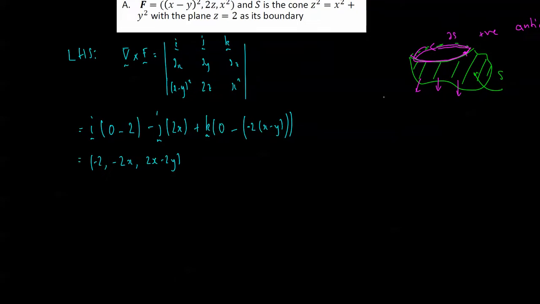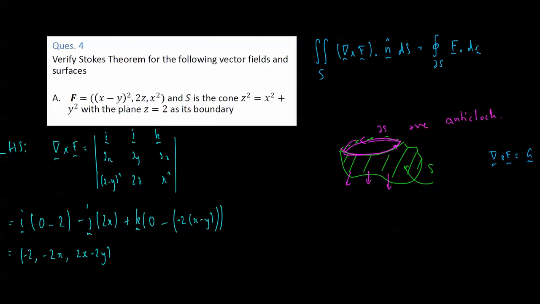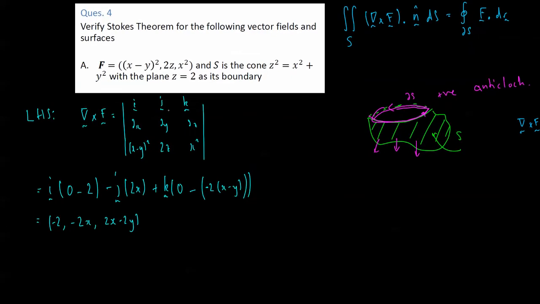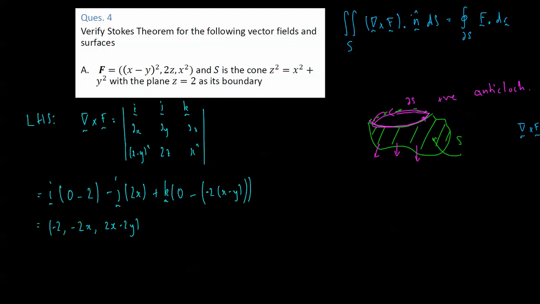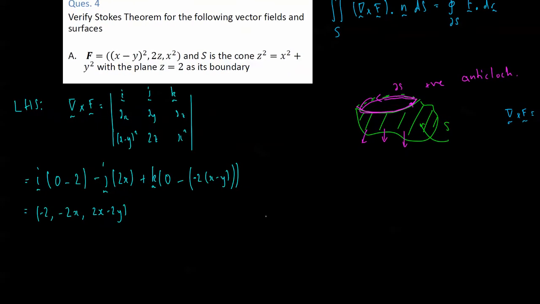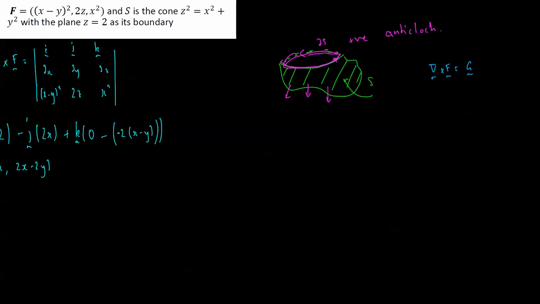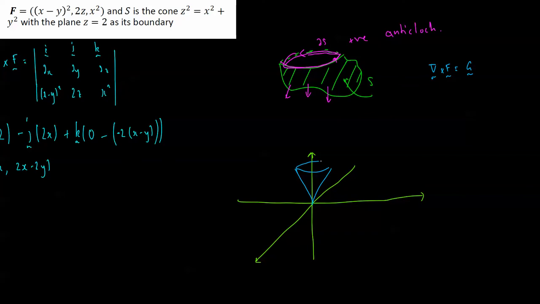The next thing I need to do is find the surface, the boundary, or n, and the region on the xy plane that I'm integrating over. So it's z squared equals x squared plus y squared. We know what that looks like. It's a cone. But unlike the previous question, this cone is going to be pointing downwards. It's going to look like this.